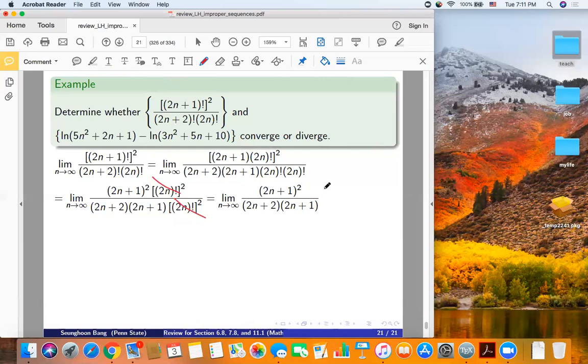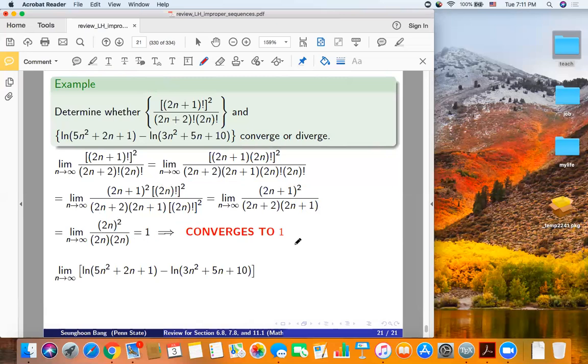So here, ignore the constants: 2n squared over 2n times 2n. Cross out, and the answer is 1. What is the answer? It converges to 1. This is the answer.